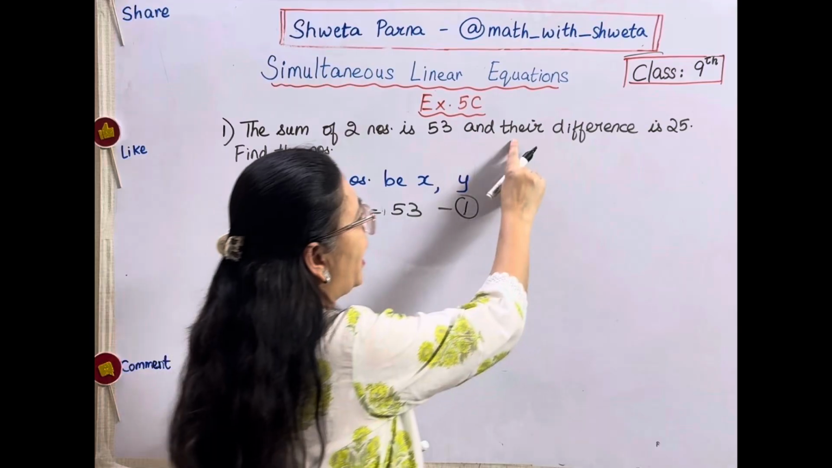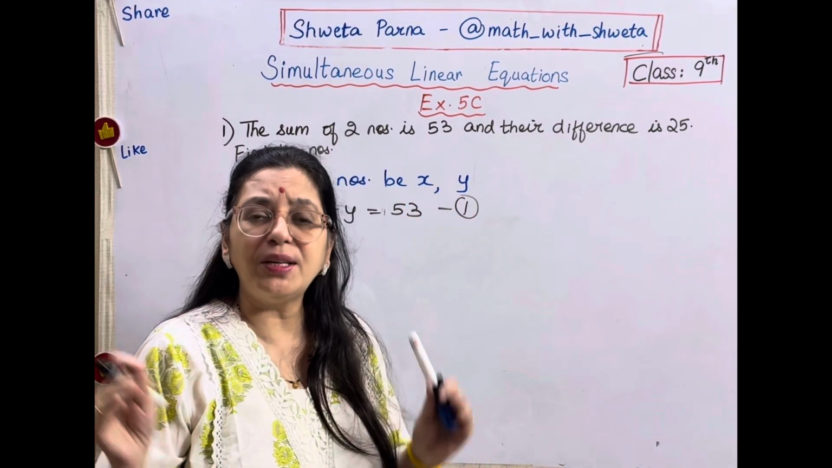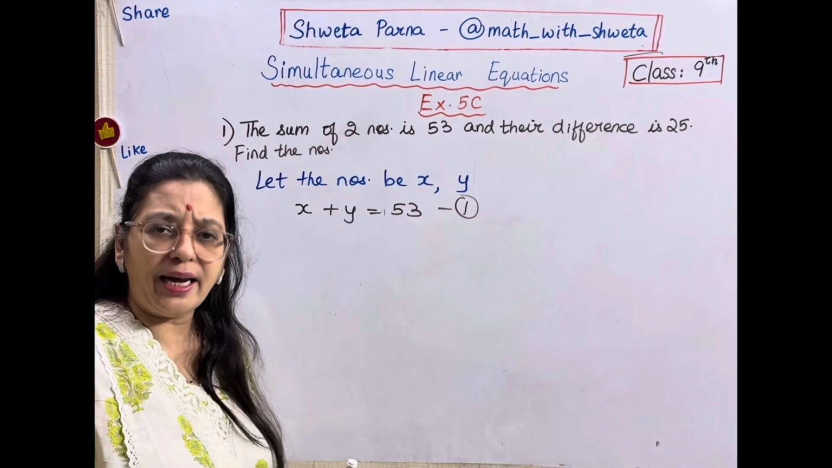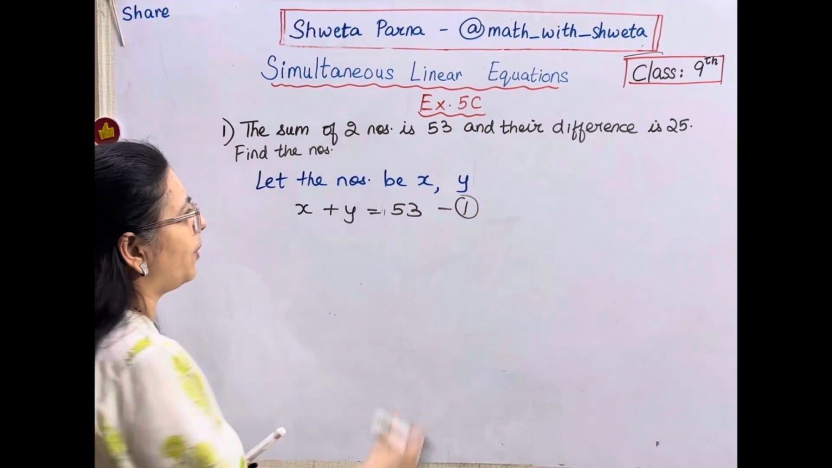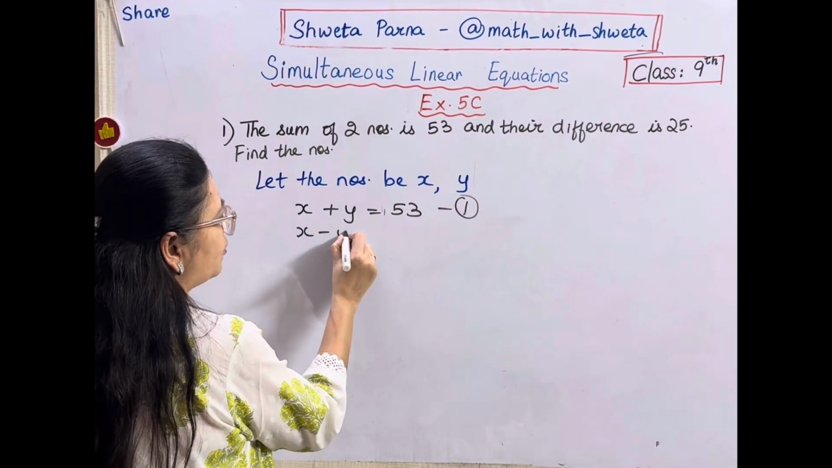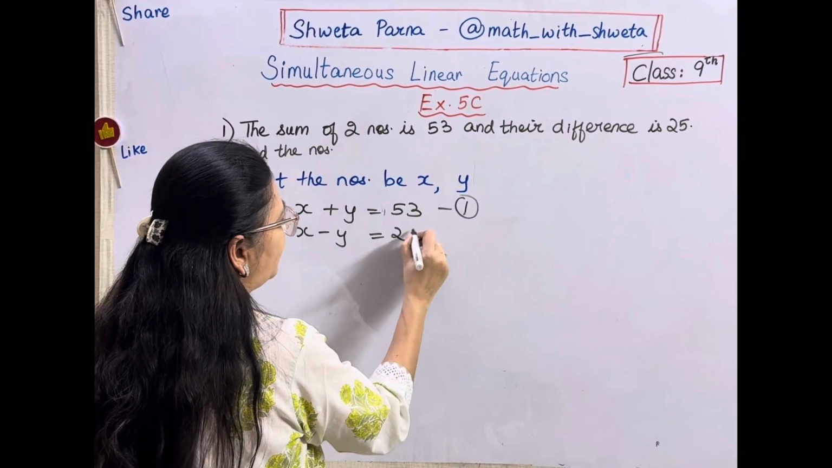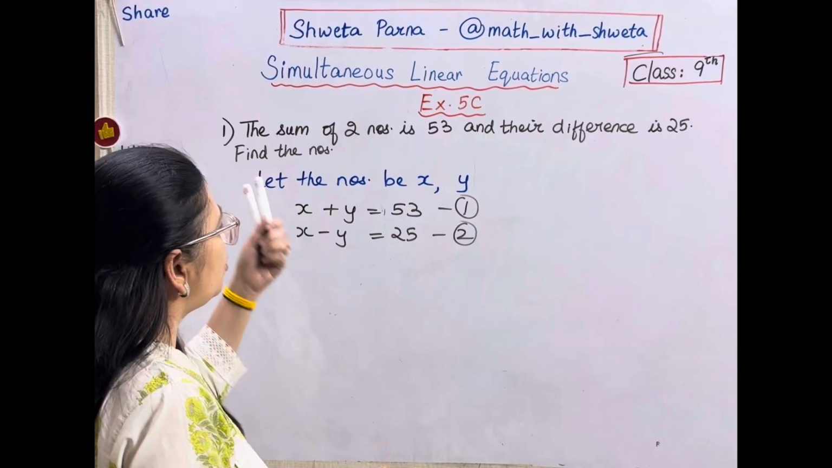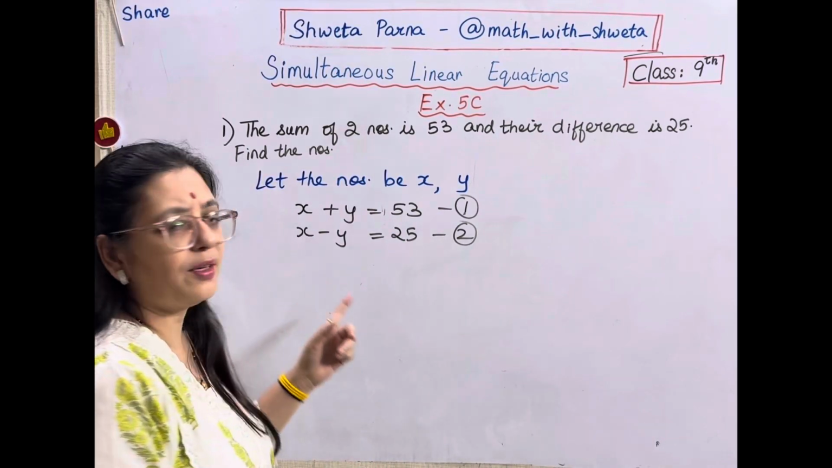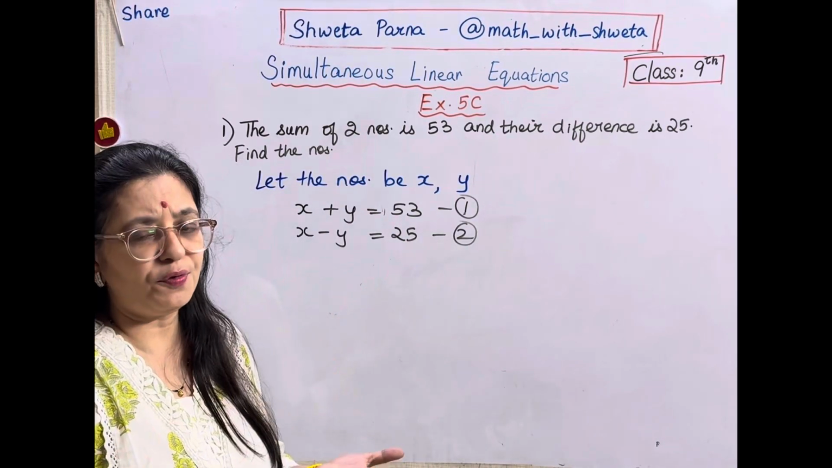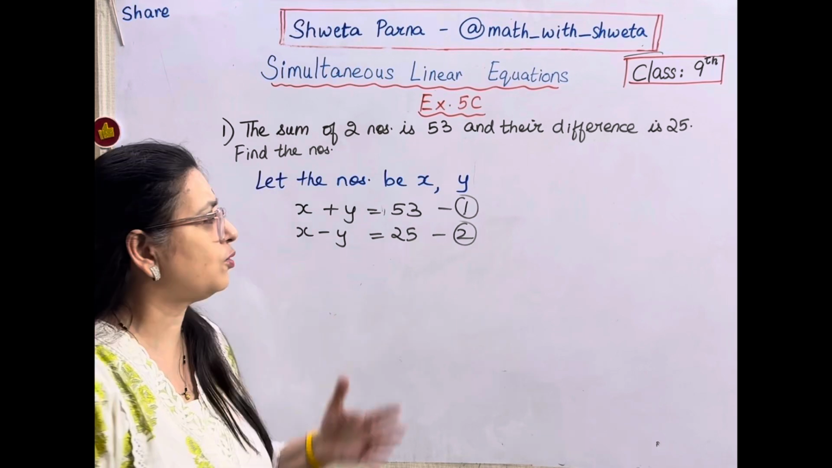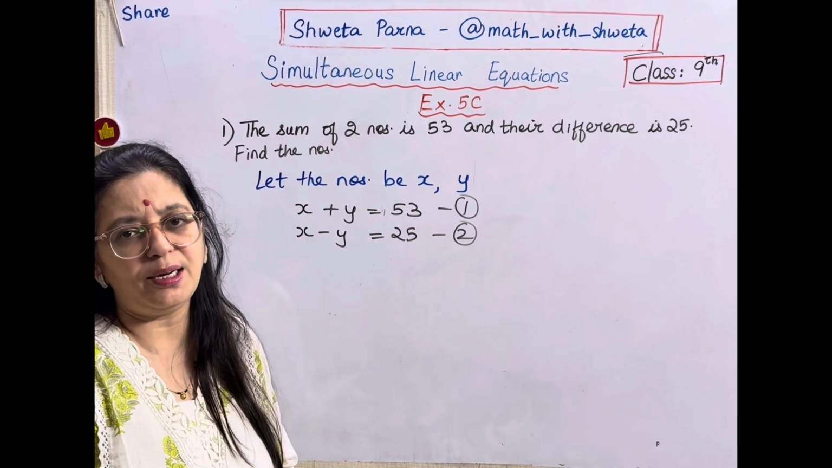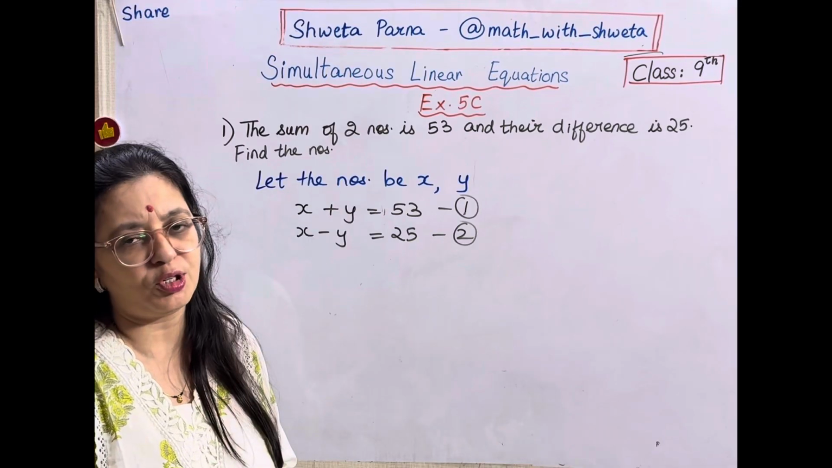Now the difference means when you subtract. So let's assume that the larger number is x and the smaller number is y. So x minus y, their difference is 25. This is the second equation. Now you have to find the numbers. So you have to find the values of x and y. How can you find it? You can use any method to solve this. Either you use cross multiplication method, or you use elimination method, or you use substitution method.